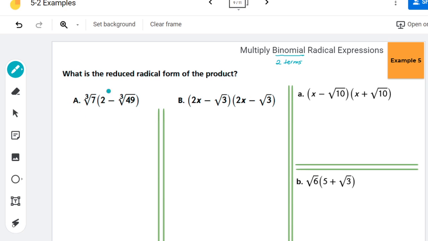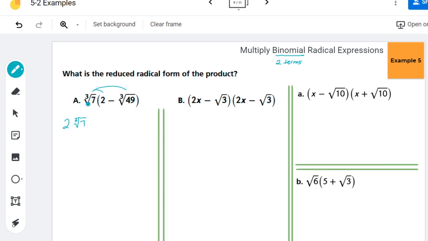So here with part A, we have a number times a set of parentheses. So hopefully instinctively you're thinking to distribute, okay? And that's exactly what I'm going to do here. So I'm going to take the cube root of 7 times 2. Now I don't need to move that 2 into the radical at all. It's okay to keep it just out there, okay?